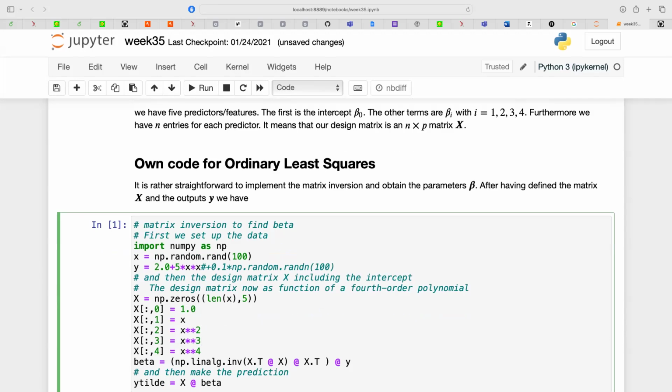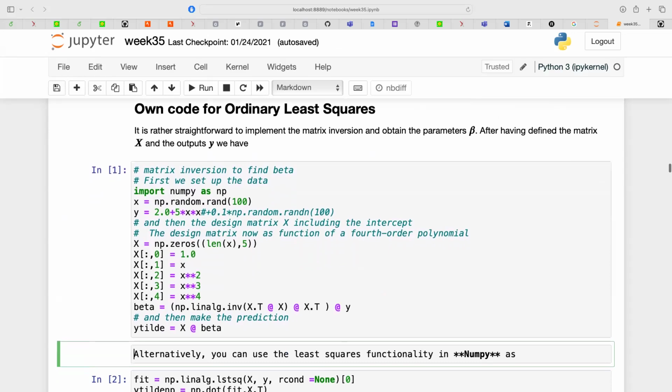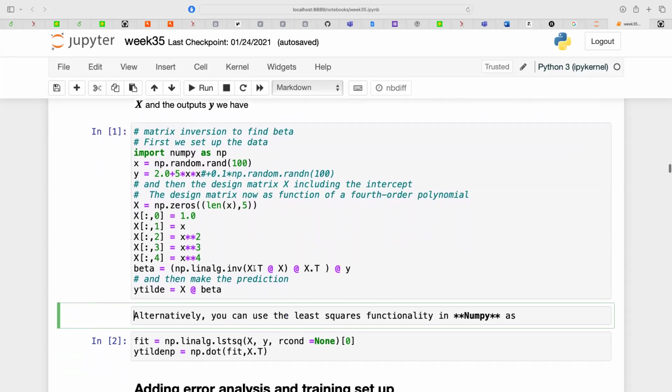This is obviously an overkill. If you add larger and larger polynomials, you may actually end up with results which are not very good. But in this case here, you see the code is pretty simple. We just invert the matrix. This is our design matrix.